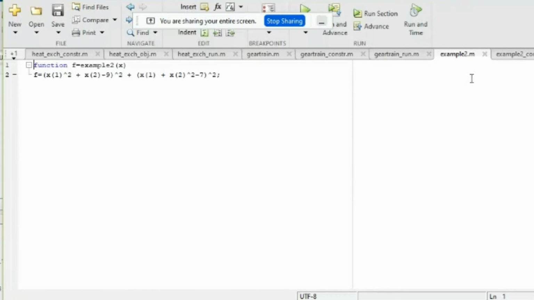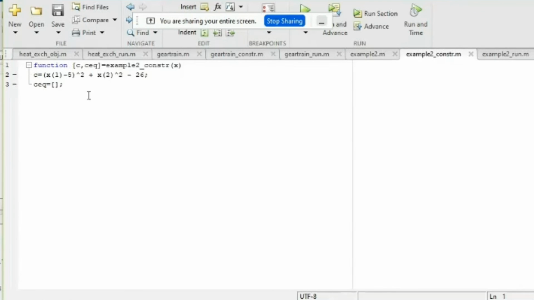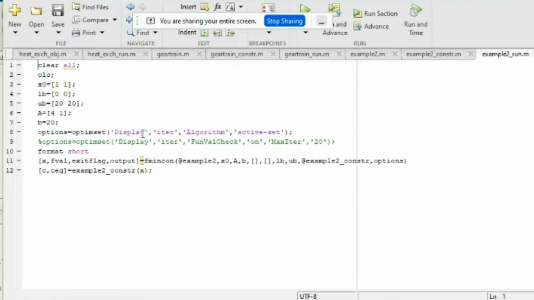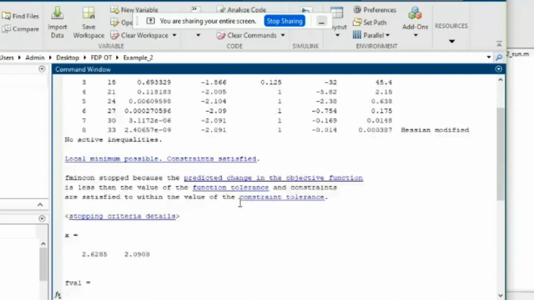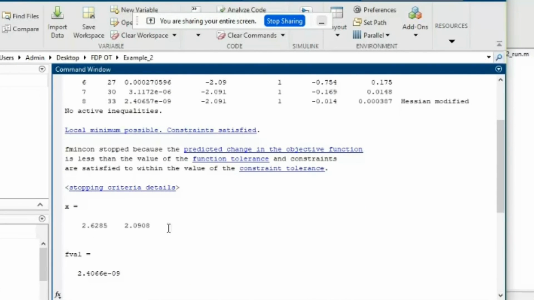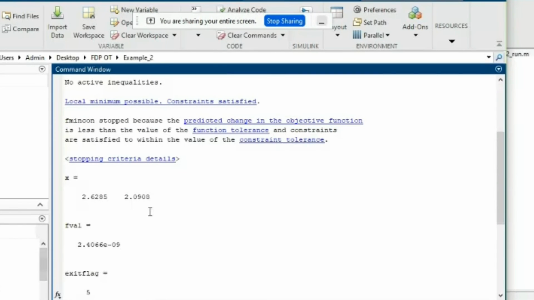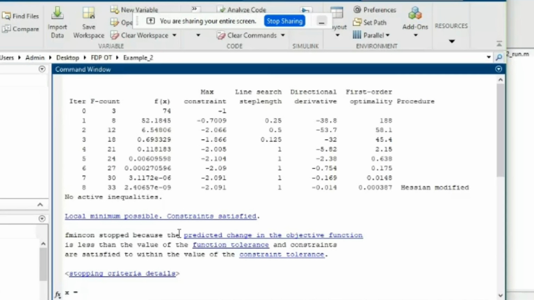So example 2. This is the M file for the given objective function. Then again this is for the given nonlinear inequality constraints, another M file, and this is the run file with respect to the given problem. So then simply if you execute it, in the command window we will be able to find the solution: x1, x2 values and the objective function value, apart from other information, right?